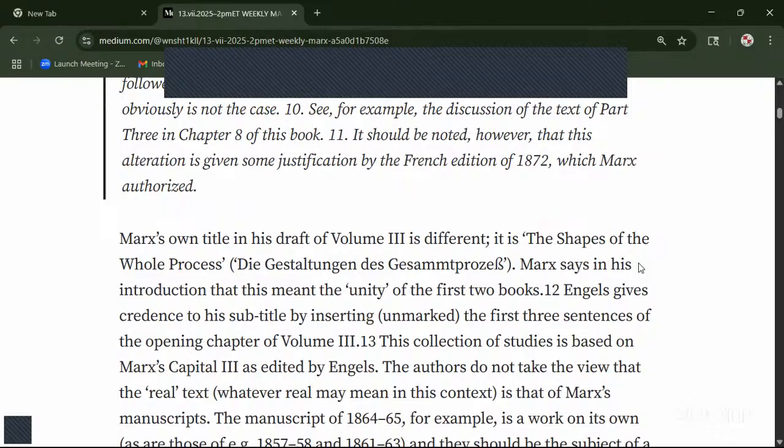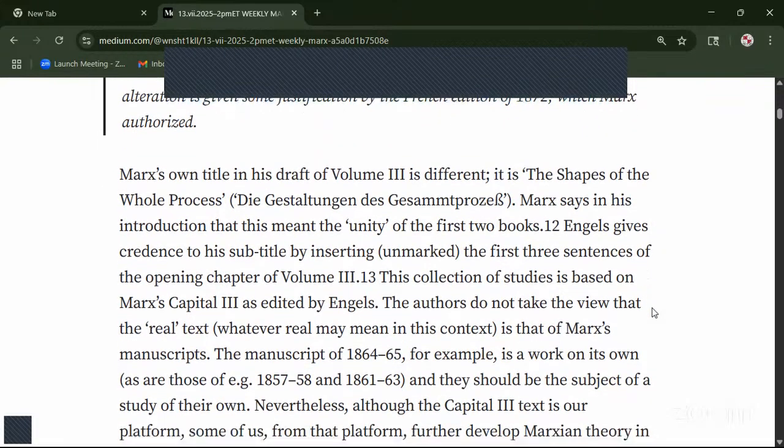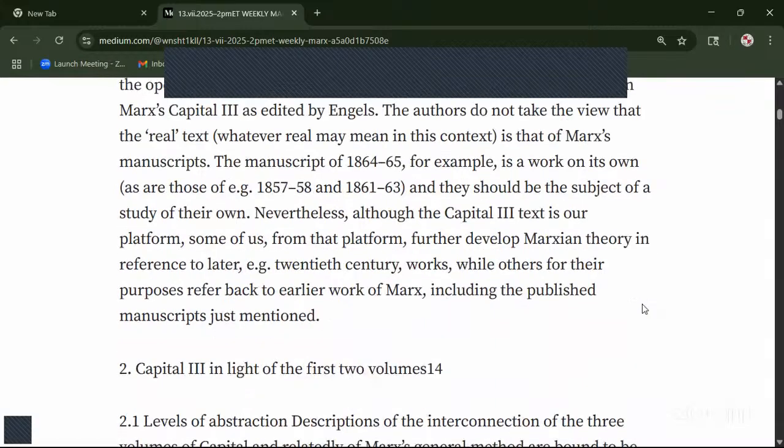This collection of studies is based on Marx's Capital 3 as edited by Engels. The authors do not take the view that the real text, whatever real may mean in this context, is that of Marx's manuscripts. The manuscripts of 1864 to 65, for example, are a work on their own, as are those of 1857 to 58 and 1861 to 63, and they should be the subject of a study of their own. Nevertheless, although the Capital 3 text is our platform, some of us from that platform further develop Marxian theory in reference to later, for example, 20th century works, while others, for their purposes, refer back to earlier work of Marx, including the published manuscripts just mentioned.